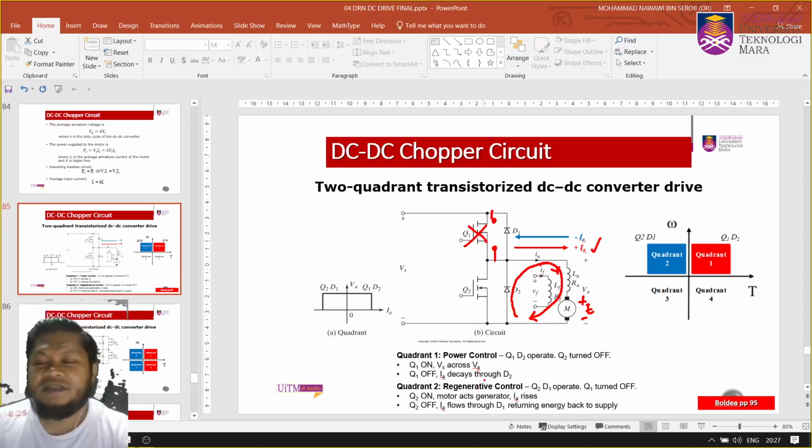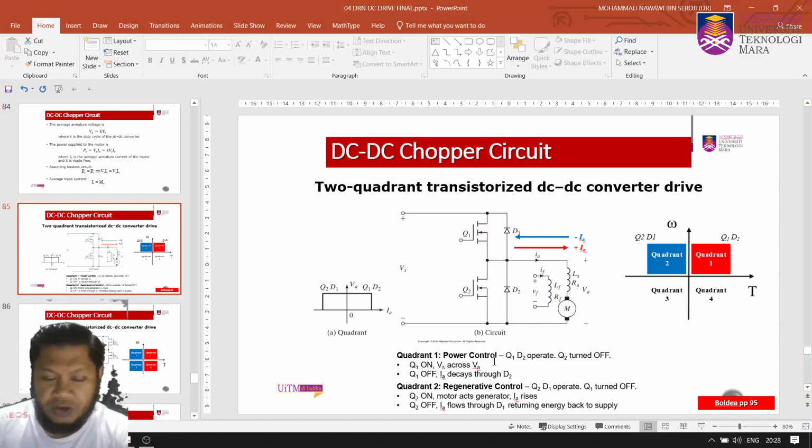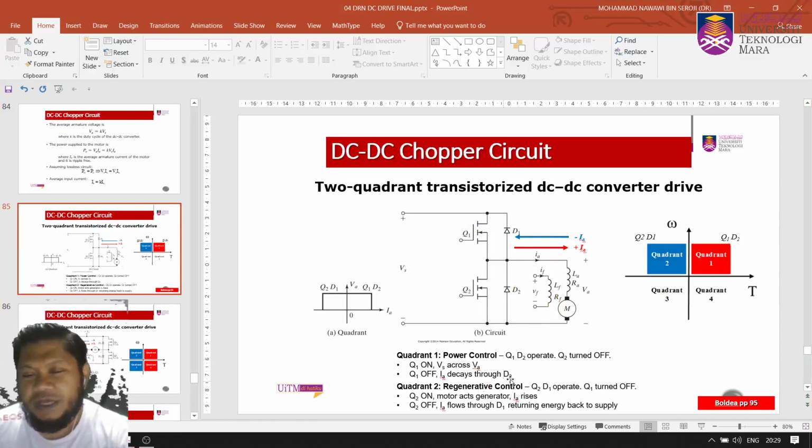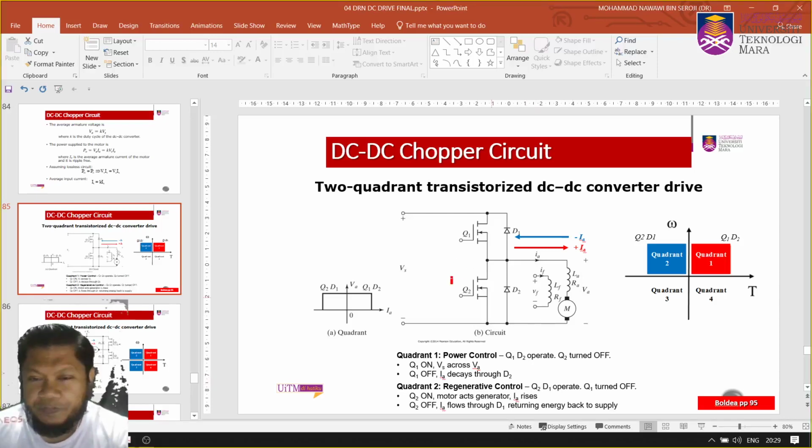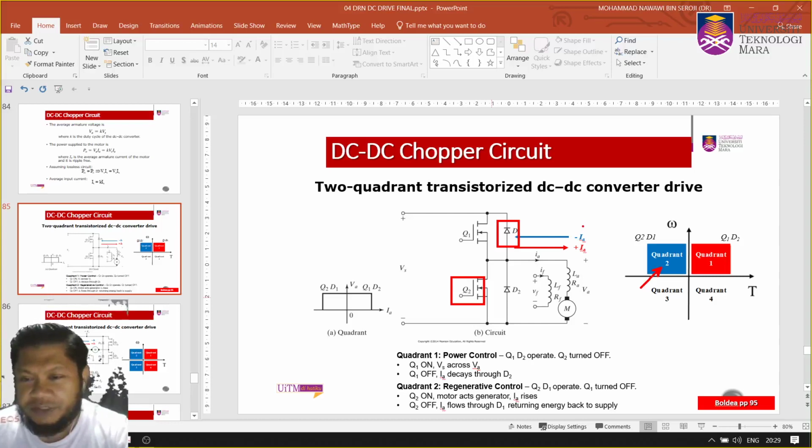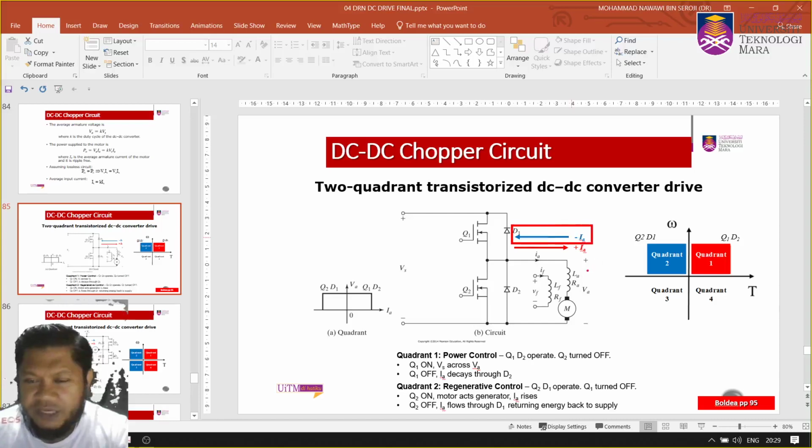And then we have this regenerative control mode or quadrant 2 operation. So how to get that regenerative control? You need to set Q2, and in this state Q2 and D1 operate. So you're going to see that Q2 and D1 operate. Okay, so in this condition, remember this is quadrant 2, isn't it? So your current flows in the opposite direction. Right? And still you have a positive voltage across the terminals here, and current starts to flow in that direction.